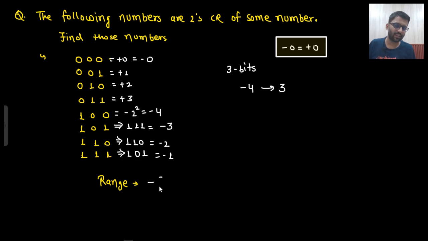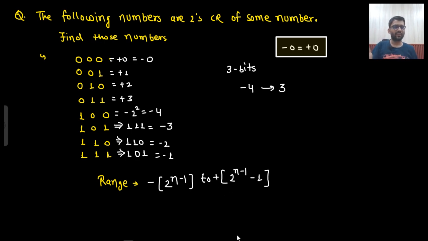So what would be the range here? Minus 2 to the power n minus 1 to plus 2 to the power n minus 1, minus 1. Right? For 1's complement, what was the range? Minus 2 to the power n minus 1, minus 1 to plus 2 to the power n minus 1, minus 1. For sign magnitude representation, what was the range? Same range. Here, one value has increased in the negative direction. So that's why minus 2 to the power n minus 1, minus 1, plus 1.